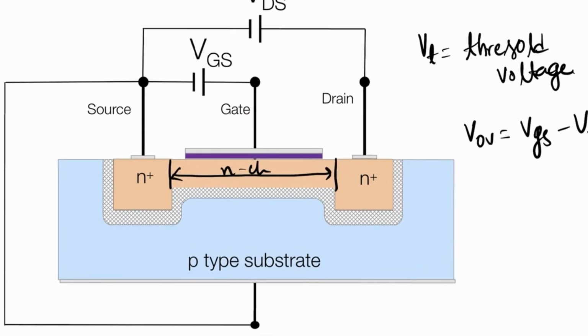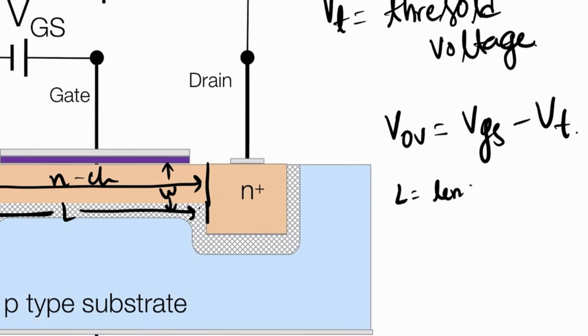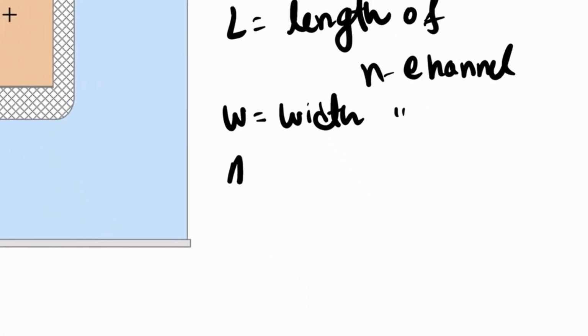Now just think the length of this channel is L and the width of this channel is W. So L is equal to the length of the N channel and W is equal to the width of the N channel. So the area A, we can write down as W multiplied by L.